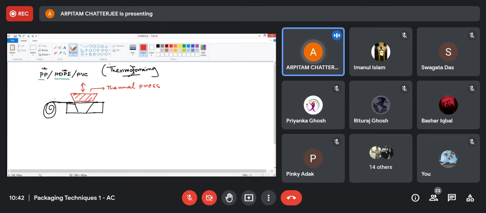So you can easily understand that this reel is coming over here. When it is coming to this forming station, we can tell that this is a forming station. Then this comes down and presses this plastic. After it presses and goes up, you have a formation like this. Correct? So this is formed and this is called a cup. This is called cup formation.